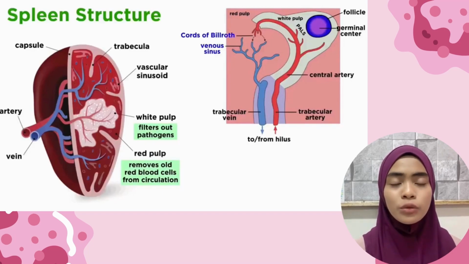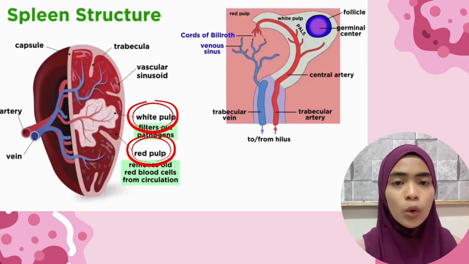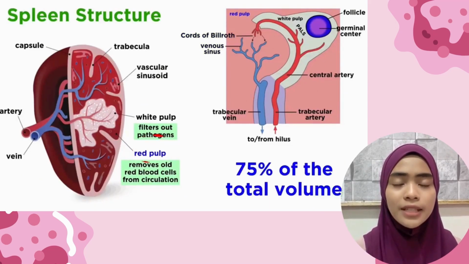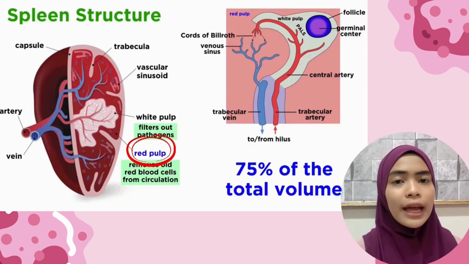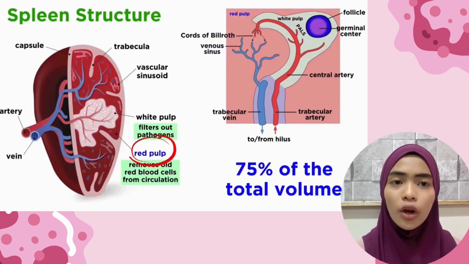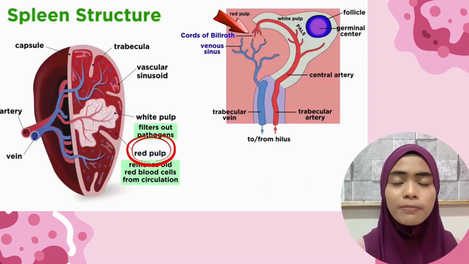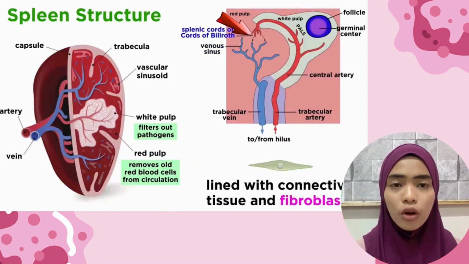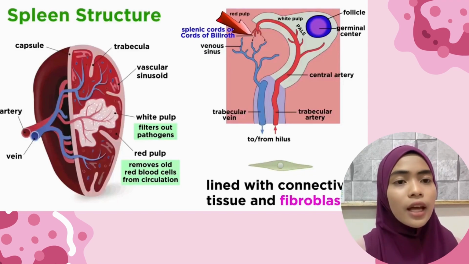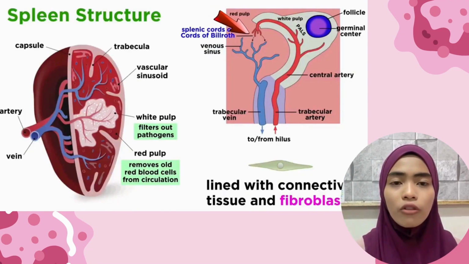The spleen has two main components, which are white pulp and red pulp. The red pulp makes up about 75% of the spleen volume and is comprised of the cord of Billroth and venous sinus. The cord of Billroth, or the splenic cord, is lined with connective tissue and fibroblasts. They are also full of macrophages.